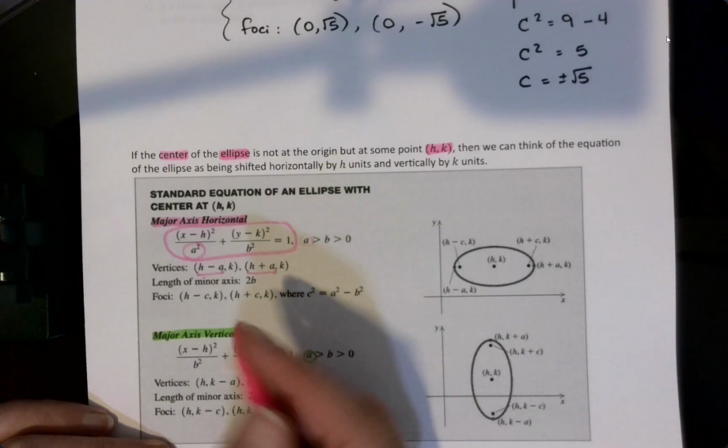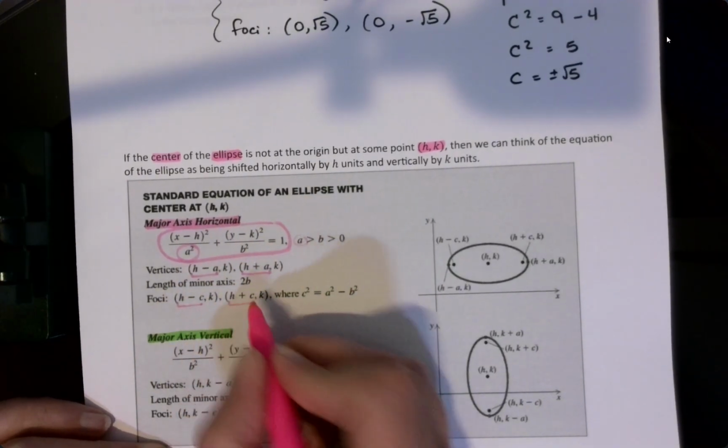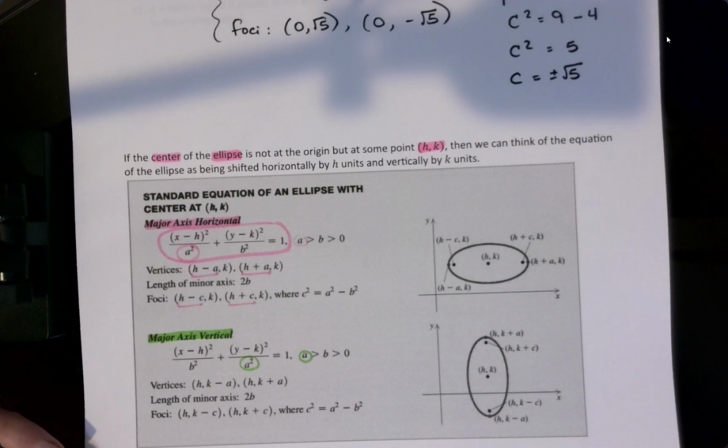Same thing for the foci. We're going to take that H and we're going to count by C, up and down along the x-axis, so the x-coordinate there, leaving the k-coordinate the same.